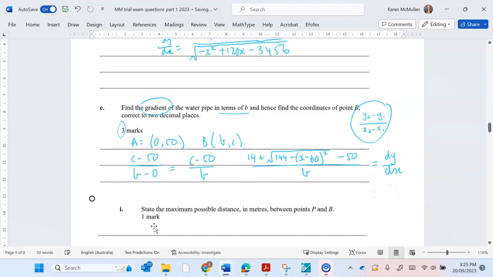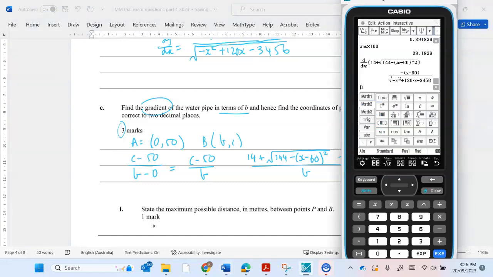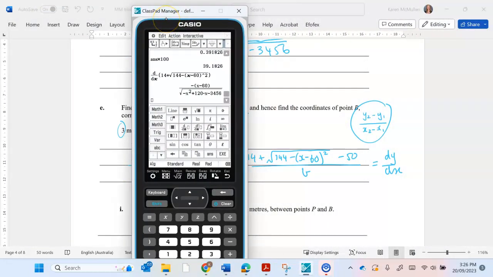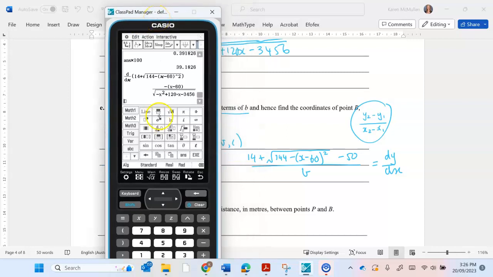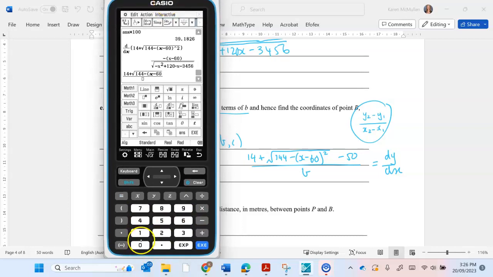Because I've run out of space, clearly I need to do it on my calculator. All right, scroll over a little bit. So 14 plus square root 144 minus, and I could drag this over just to save a bit of time. 60, all right, don't forget that minus 50, just make sure it's not under your radical sign, over B. Now here I will actually use our letters just so we don't get mixed up. Over B is, oops, and we're solving, so I probably should have gone back to solve.